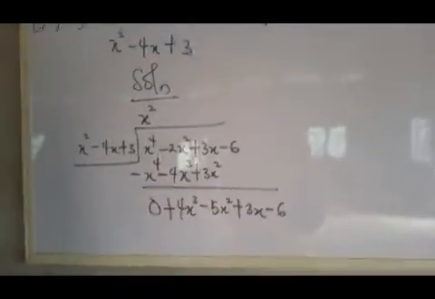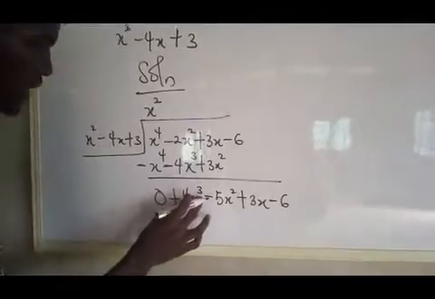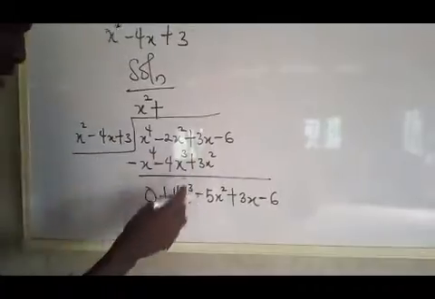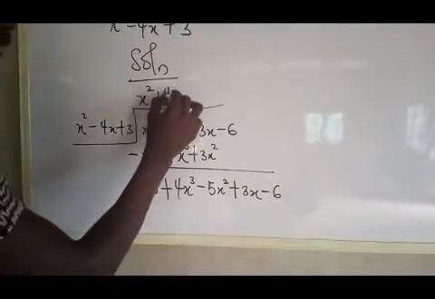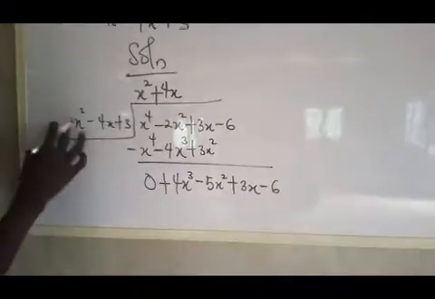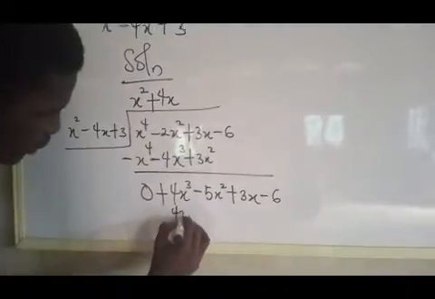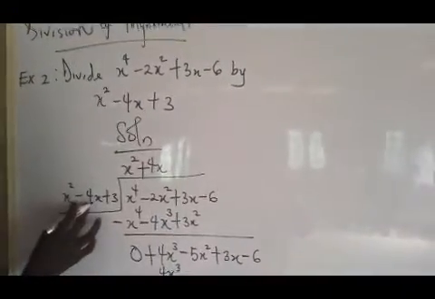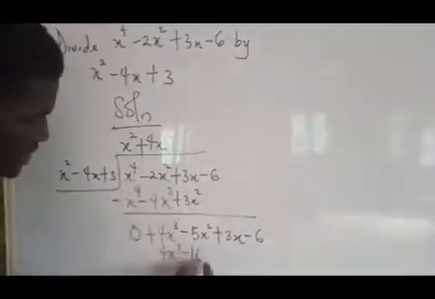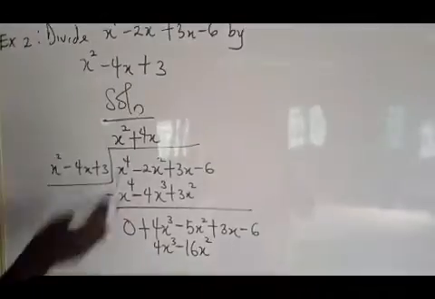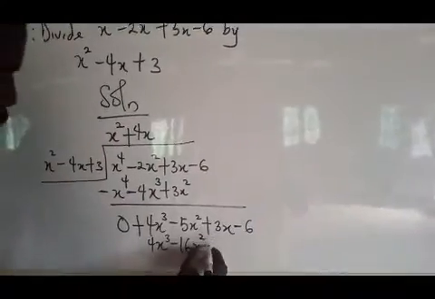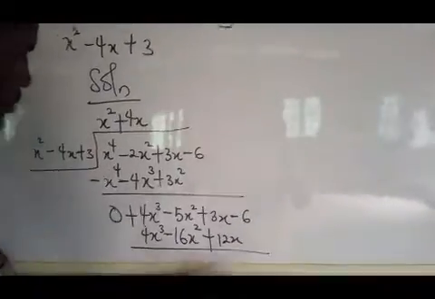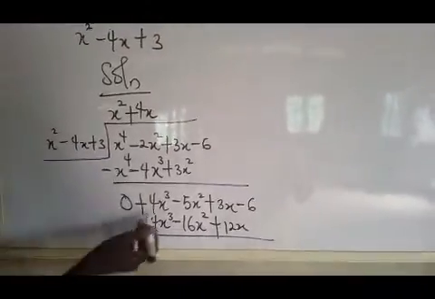All right, so let's go again. x squared in 4x cubed will give me x. So this is plus 4x. Oh wait, it gives me plus 4x. 4x times x squared will give me 4x cubed. 4x times minus 4x will give me minus 16x squared. 4x times 3 will give me plus 12x.